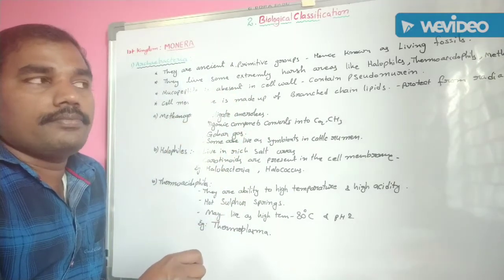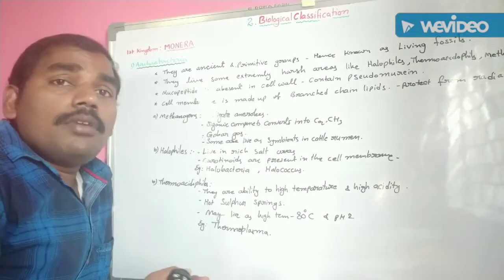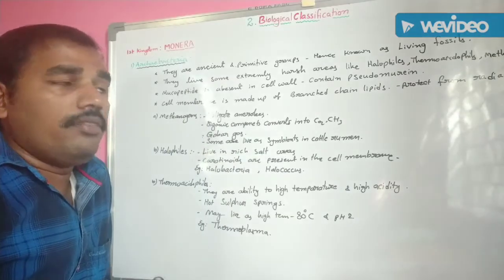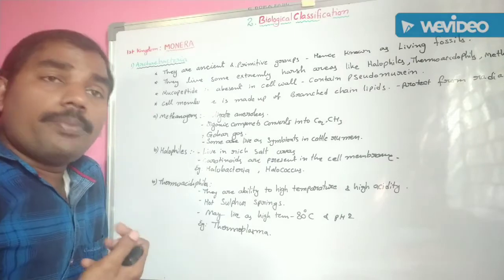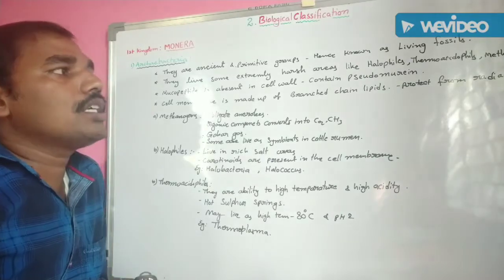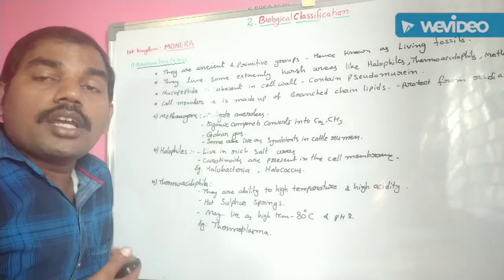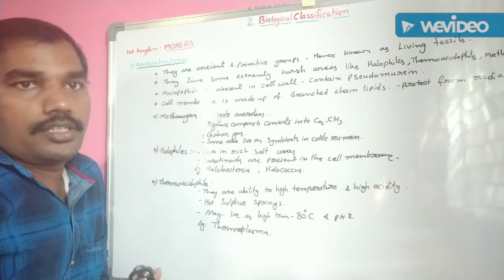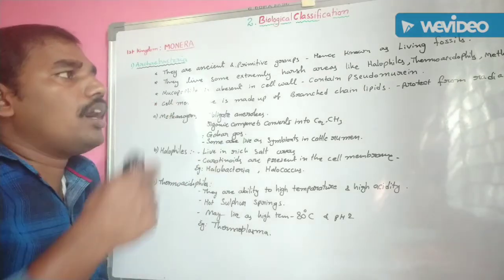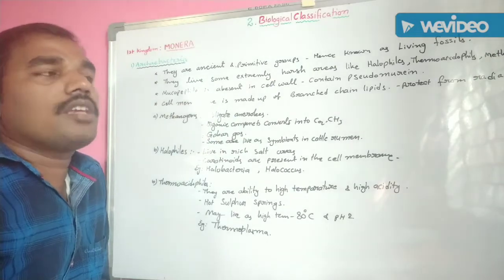area. Understand? The cell membrane of the archaebacteria is made of branched chain lipids. By the presence of these branched chain lipids, these archaebacteria are protected from radiations. Let us discuss some harsh habitat archaebacteria.